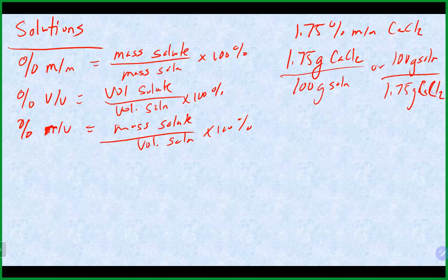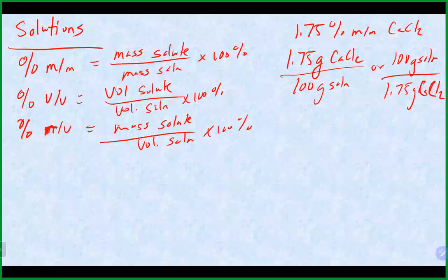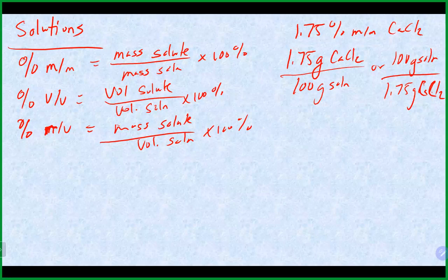You could also do that for the other. So mass to mass is grams over grams. Volume to volume is typically milliliters over milliliters. So you would have something like 1.75 milliliters of calcium chloride over 100 milliliters of solution. And mass to volume is grams over milliliters usually. So that last one would be something like 1.75 grams of calcium chloride over 100 milliliters of solution.